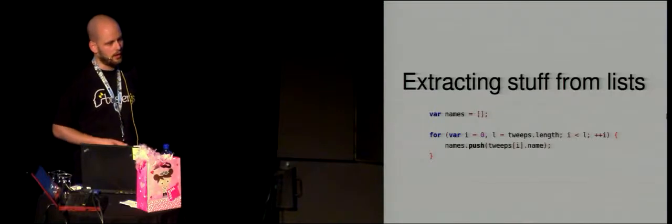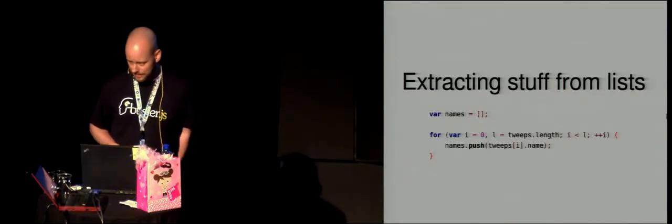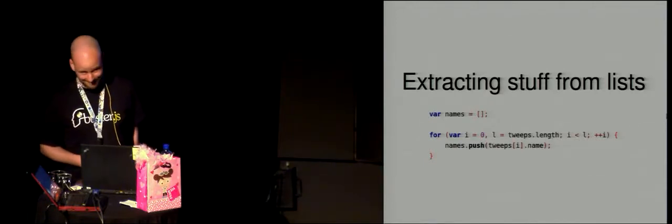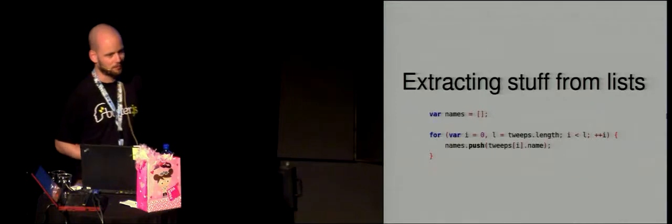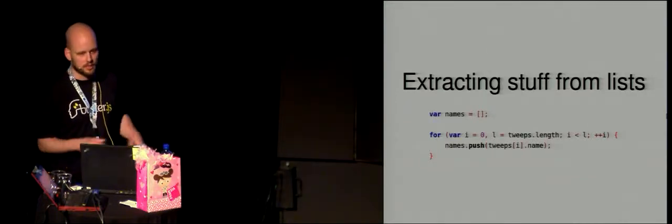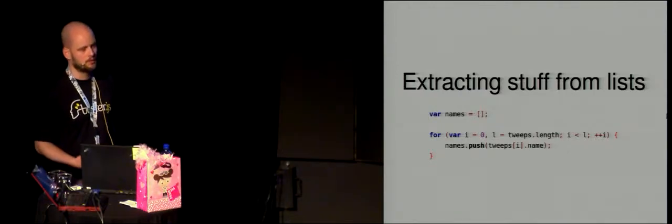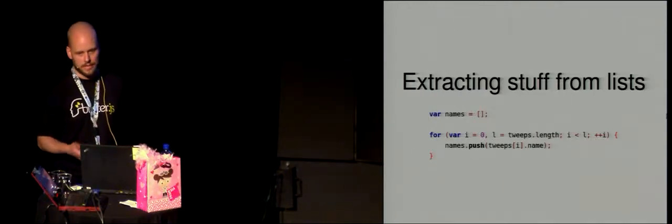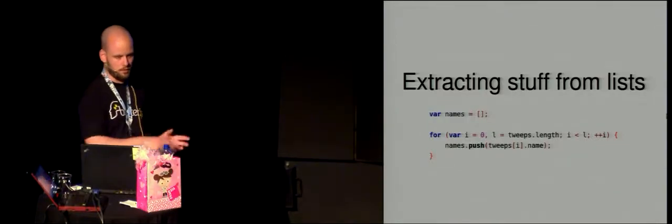Another use case, in this case, I have a list of tweeps. Does anyone know what a tweep is? No one? So a tweep is a Twitter user. So in this case, it's a list of objects representing Twitter users, and you want to produce a new list that has a list of strings, names of people, right? So you want to transform the data from one point to another point.